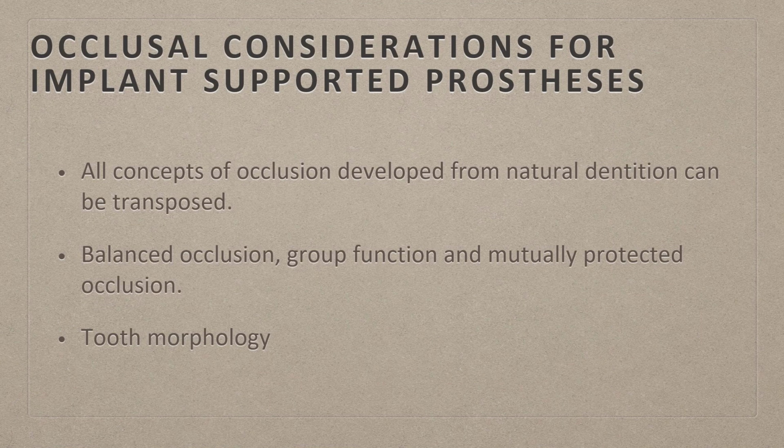The types and basic principles of occlusion in implant dentistry are mainly derived from occlusal concepts in natural dentition. The three most commonly adopted occlusal concepts are balanced occlusion, group function, and mutually protected occlusion. Besides, fabrication of tooth morphology to induce axial loading is an important factor to be considered when constructing implant restorations.